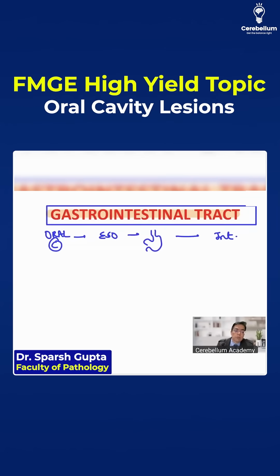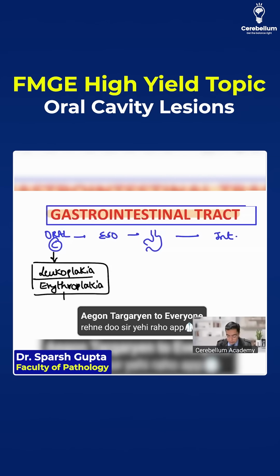Whenever we're talking about oral cavity lesions, the important examples they ask you in the exam are leukoplakia and erythroplakia. I'm mentioning these two lesions for one reason: these are examples of lesions which are not to be confused with Candida infection.